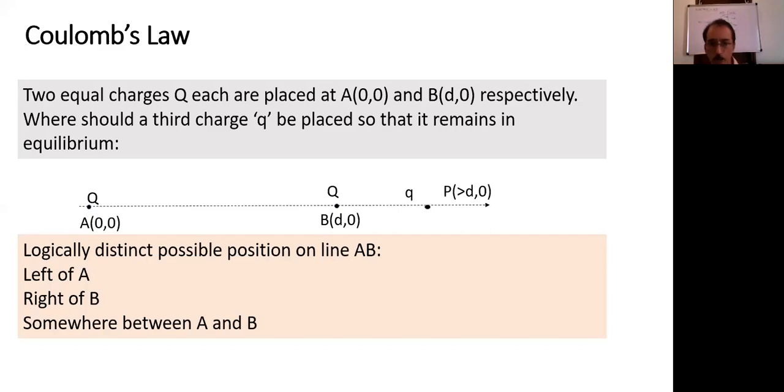So suppose I take a point P. Where have I taken the point P? I have taken the point P on the right of B. Have you understood the notation I have used? What is the coordinate of point P? The coordinate is greater than D. Can the force on this particle be zero? Let's see. Both the forces will act in the same direction. If charge small q and capital Q are of the same sign, both forces will act towards the right. What will happen if the charges are opposite?